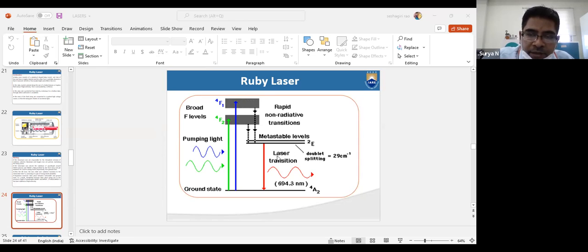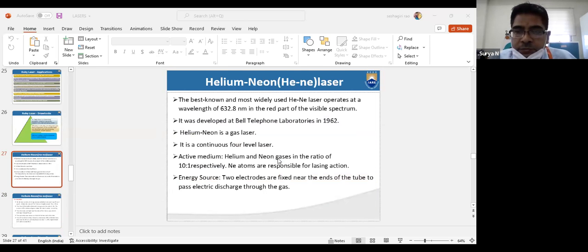So these are the applications and these are the drawbacks. And today we need to discuss what the helium neon laser is. The helium neon laser is one type of gas laser. The ruby laser is a solid state laser, and the helium neon laser is a gas laser.